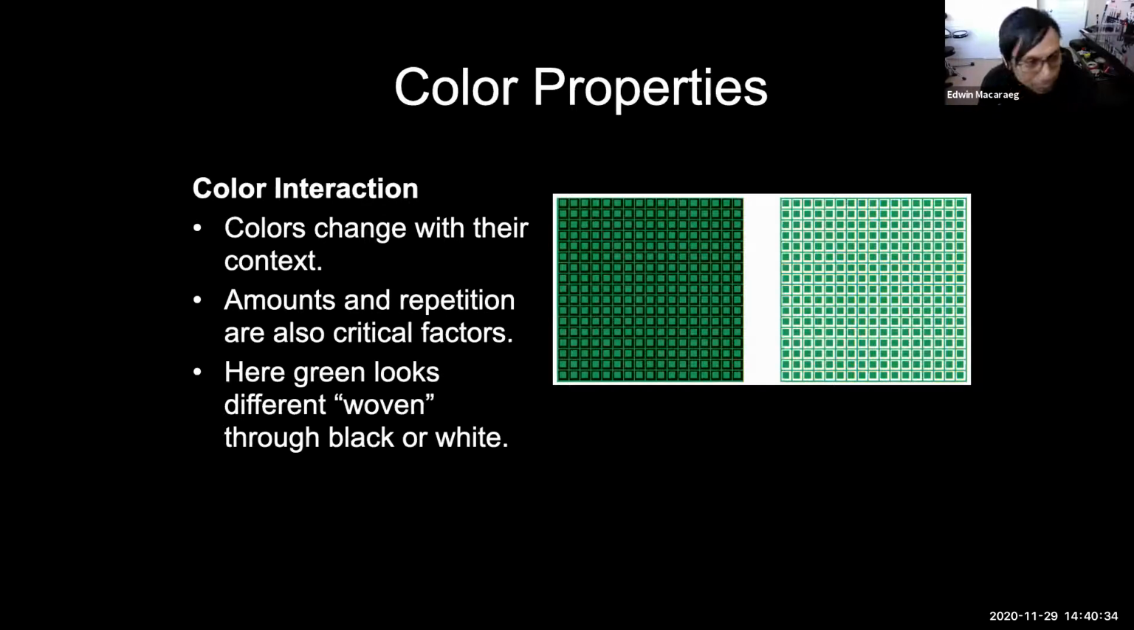And so we're going to talk a little bit about color properties. There is, of course, the color interaction that is happening. Just as the example we've seen earlier, colors change with their context. So the surrounding environment influences the color that we are looking at. Even though these are the same greens that we are seeing on both sides of this grid, they don't really feel like the same color because of their surroundings. The left side is surrounded by black lines, the right side is surrounded by white lines, so it feels like a different value overall.